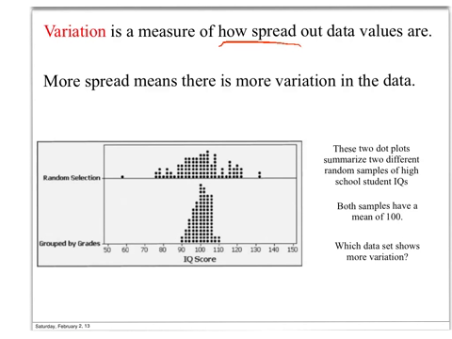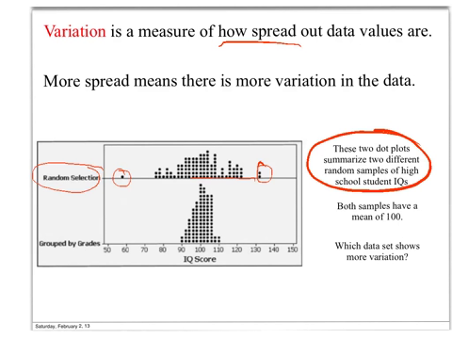If you compare these two dot plots, which summarize random samples of high school students' IQs, the first is a random selection of high school students, and you can see by looking at the smallest value here and the largest value there that there's quite a bit of spread in this data set. However, when you group by grades, you see that there is not the same degree of spread in the data set. And so the first data set has greater variation than the second data set. Notice, however, that both samples have a mean of 100.